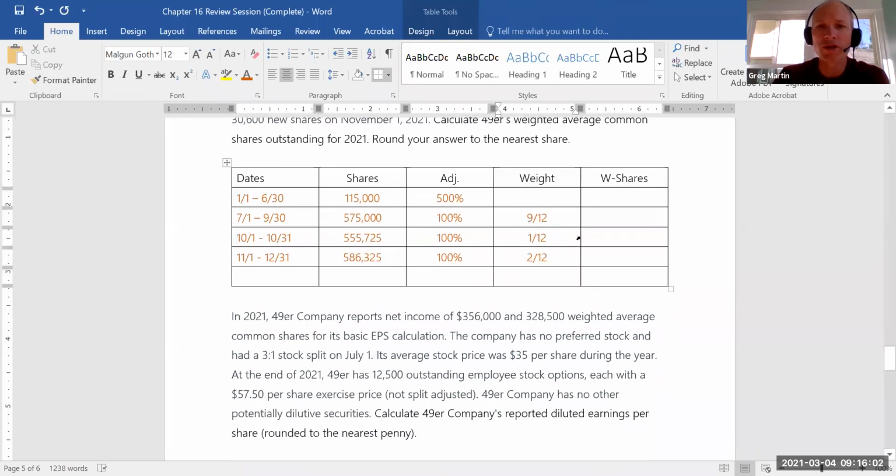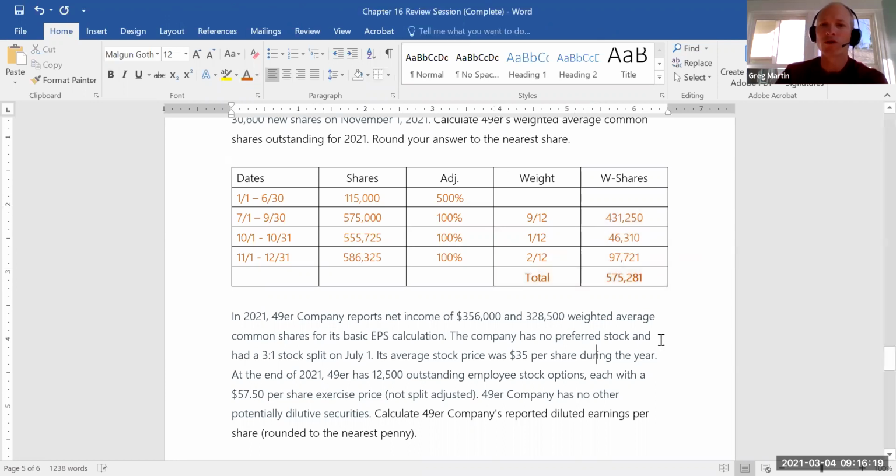And then the next step is to multiply through. So again, we take 575,000 times 100% times 9/12, 555,725 times 1/12, 586,325 times 2/12, and that's where we get each of these numbers. And then we add them up for a total weighted average shares of 575,281. And that would be the denominator in our basic earnings per share calculation. Again, knowing how to do a simple version of this table is important.